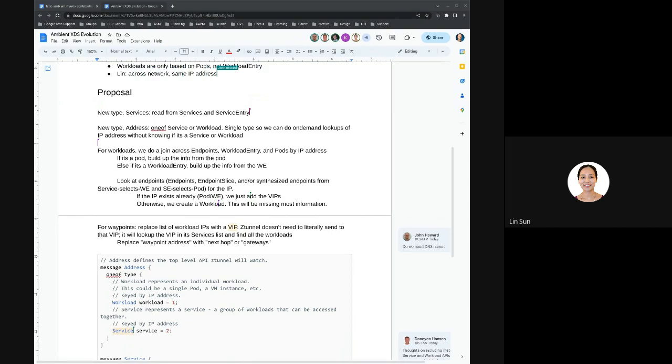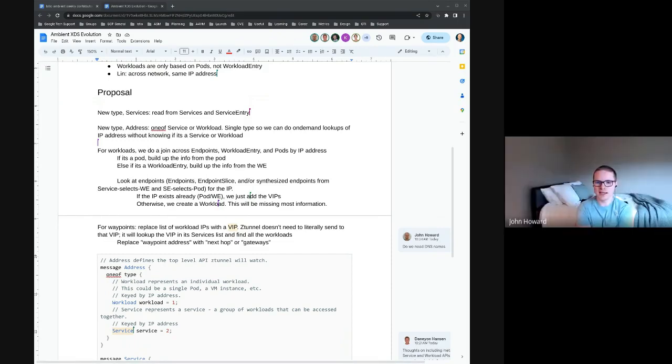And then I have a general question about this XDS evolution. Are you proposing the change for zTunnel, or are you also proposing some of these workload XDS impacting waypoint as well? Yeah, so today, the zTunnel obviously exclusively uses this API for configuration.